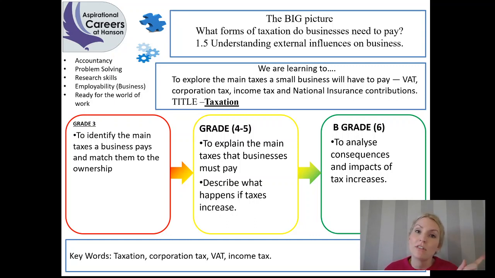So if you look at the careers section at the top, for grade 3, you need to identify the main types of taxes and then match them to who pays that and what form of ownership pays that form of tax. For grade 4 and above, you need to explain those main taxes that the business pay and why, and describe what happens if taxes increase or decrease. For grade 6 and above, you need to analyse those consequences, thinking about the impacts of those tax increases or decreases, and it all depends on your level of justification and context whether you can get a 7, 8 or a 9.